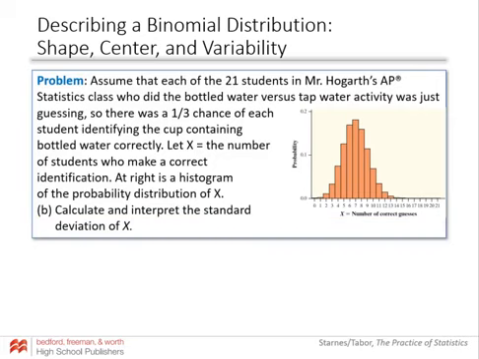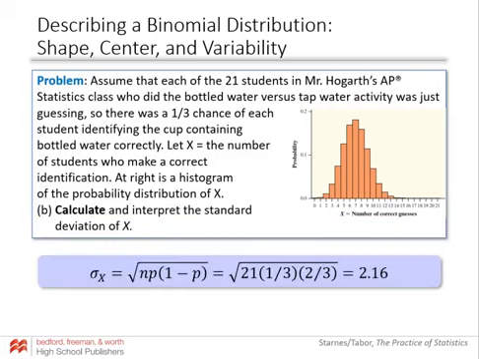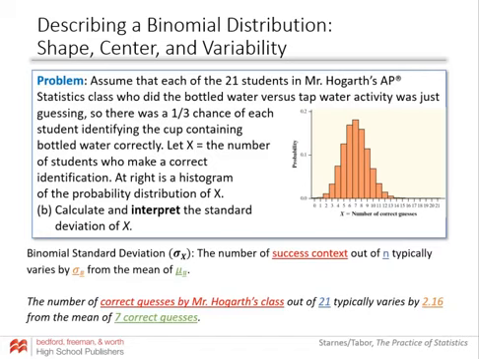Okay, same thing with standard deviation. We just plug into the formula, okay, and so the standard deviation is 2.16, and that interpretation is going to look very similar to our other standard deviation interpretations. So the number of correct guesses out of 21 typically varies by 2.16 from the mean of 7, all right, and so we want to make sure we're using that word typically varies, because everyone is not going to be the same, but that is the average amount that they vary by.